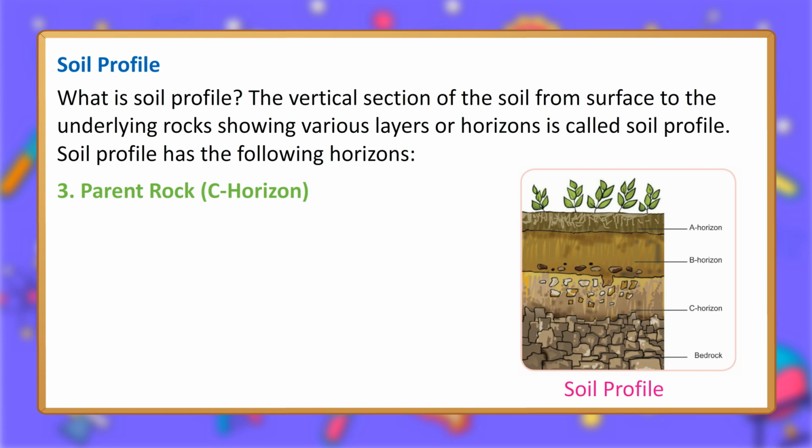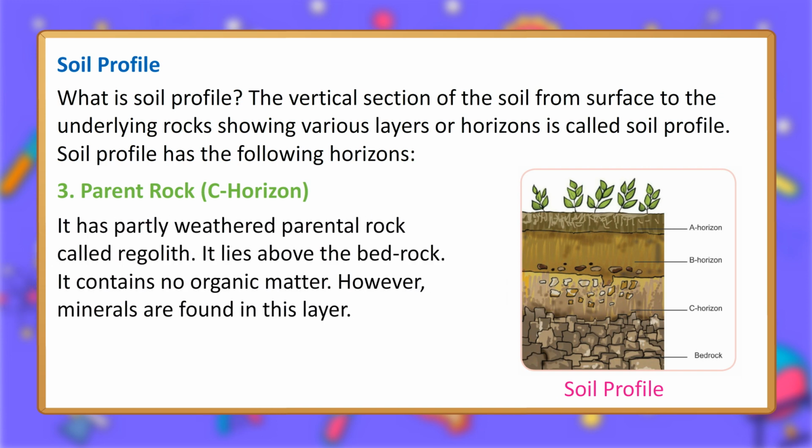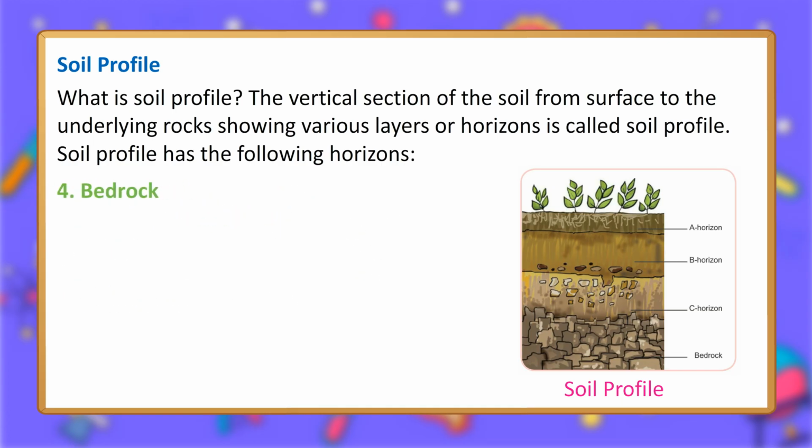3. Parent rock, C horizon. It has partly weathered parental rock called regolith. It lies above the bedrock. It contains no organic matter. However, minerals are found in this layer.